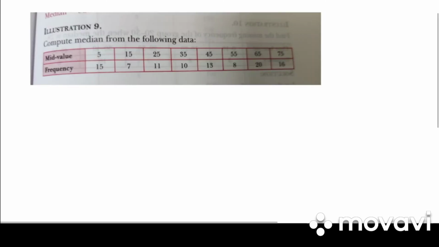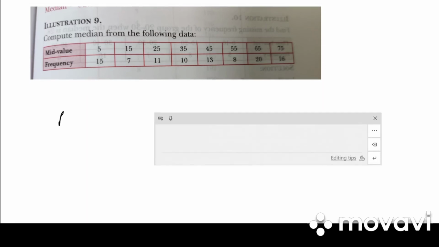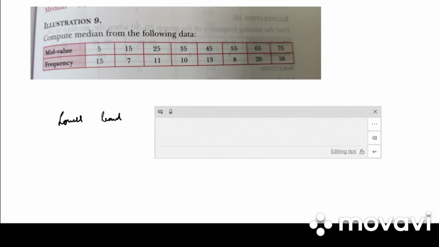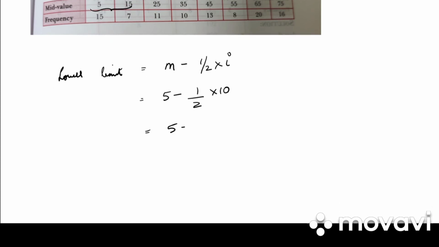Clear? Next, take down illustration 9. Compute median from the following. They have given us mid value and they have given us frequency. So how can we find out the class limit? Lower limit is equal to M minus half into I. So M is 5 minus half, and what is the width? It is 10. So 5 minus 5, 0.